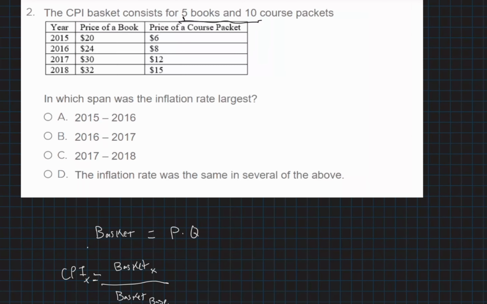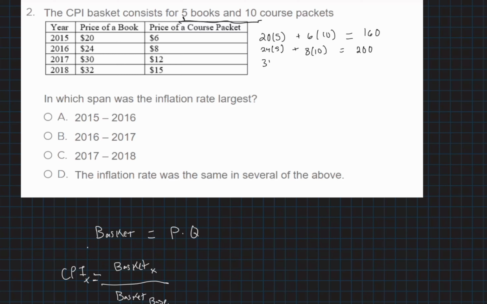The way we find a basket is, for example, the basket in 2015 will be 20 times 5, because that's the quantity, plus 6 times 10. So that would be 100, 160. Basket in 2016 is 24 times 5 plus 8 times 10. Don't know what that is off the top of my head. This is 200.